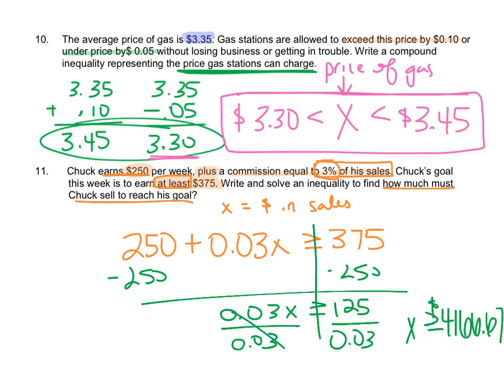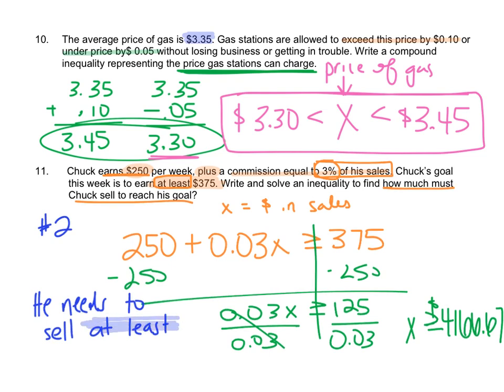He needs to sell, because remember, we have to write the sentence. This is lesson number 2 if you forgot. He needs to sell at least. Remember, this phrase here needs to represent the inequality that you're using, and that has to be in there. At least $4,166.67 in order to reach his goal for the week.